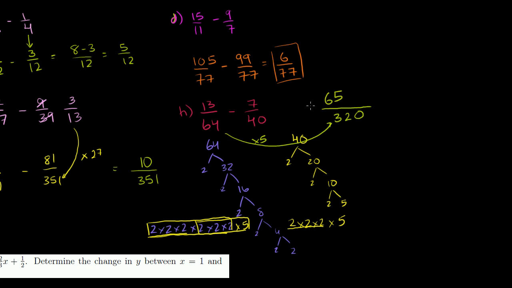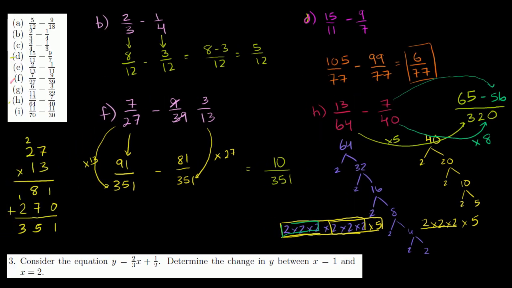So that is 65. And then to go from 40 to 320, we have to multiply by 8, right? We have to multiply by 8. And you can see that there. You have these other three 2's, 2 to the third power. So we have to multiply by 8 over here. So 7 times 8 is 56. So we have 65 minus 56, which is 9, equal to 9 over 320. That was a little bit of a hairy problem, but we were able to power through it.